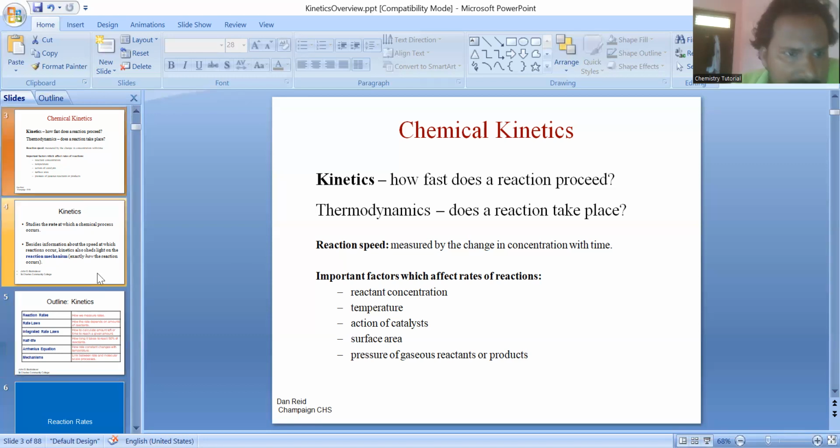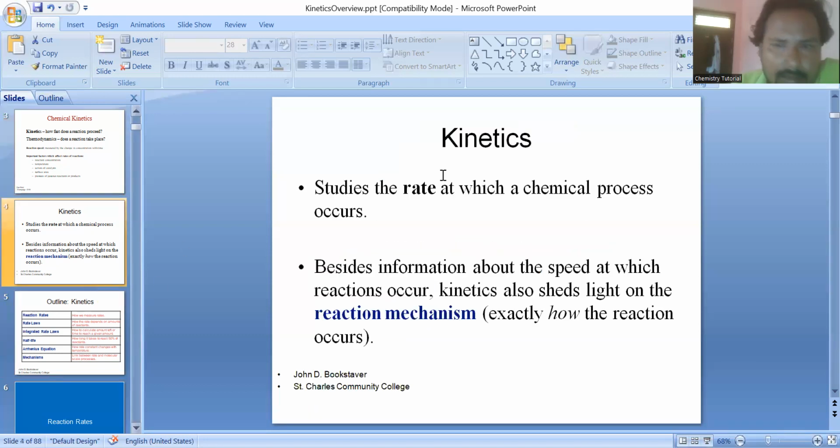Then we will discuss kinetics, which studies the rate at which chemical processes occur. Okay, so what is the rate of any chemical reaction by which reactant is converted into products? Besides information about the speed, we will also discuss the mechanism of reactions, how a reactant is converted into products, and what processes occur in between in the chemical reaction in which the reactant changes to the products. Okay.